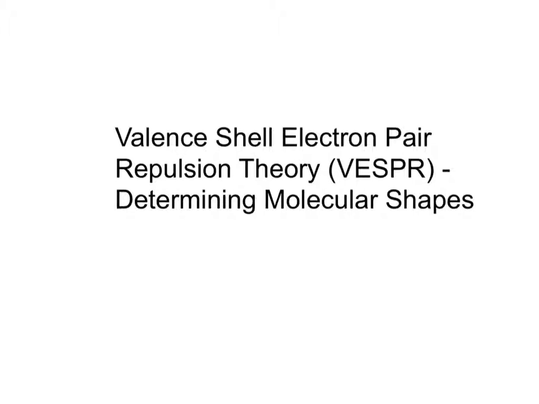Okay, this video is going to talk about valence shell electron pair repulsion theory and how we use that to determine molecular shapes. Valence shell electron pair repulsion theory, also called VSEPR. So you'll hear that term VSEPR when we're talking about shapes of molecules and how to determine them.